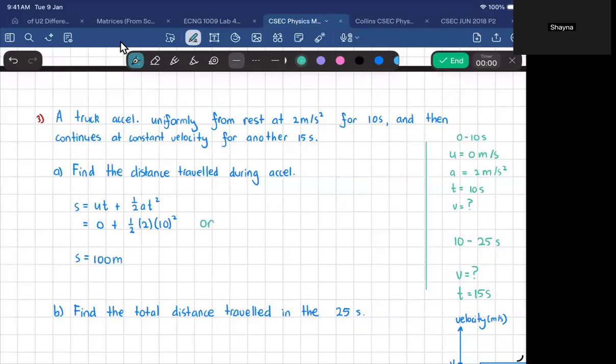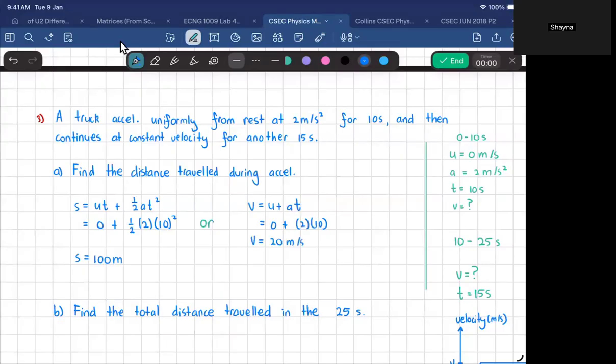Or can I work it like this? So Shayna, having understood the question, we know that the final velocity is missing for 0 to 10 seconds. Yes, sir. So we could find that. V is equal to U plus AT, so that would be equal to 0 plus acceleration. Acceleration is 2, time is 10. So the final velocity there would have been 20 meters per second, right?